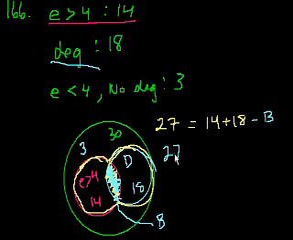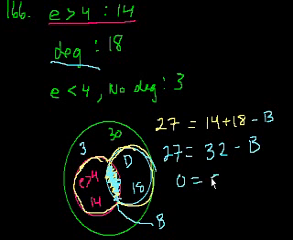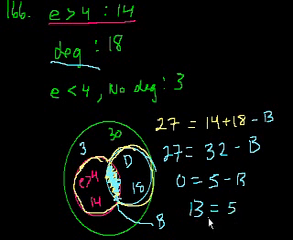We get 27 is equal to 14 plus 18, which is 32, minus b. And we can subtract 27 from both sides. You get 0 is equal to 5 minus b. Add b to both sides, you get b is equal to 5. And that is choice E.